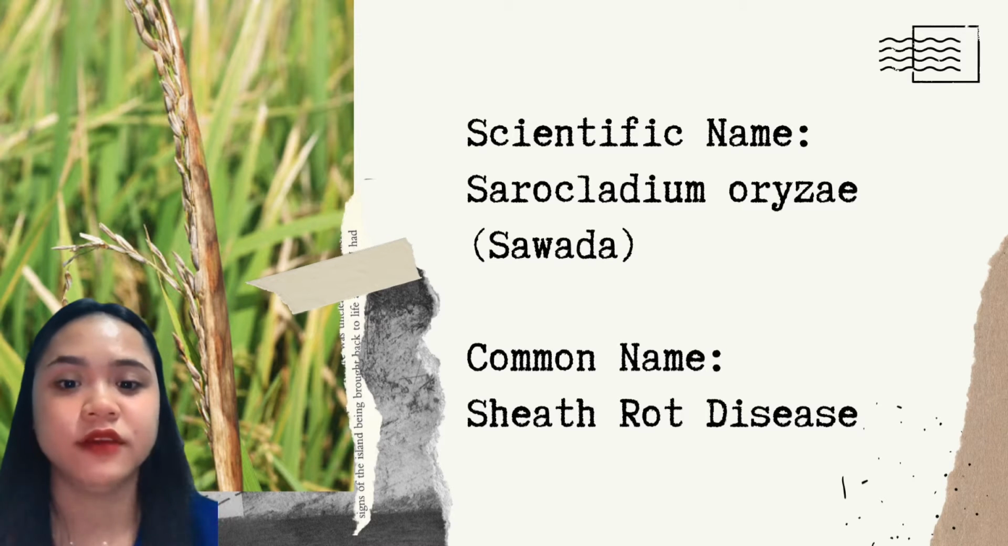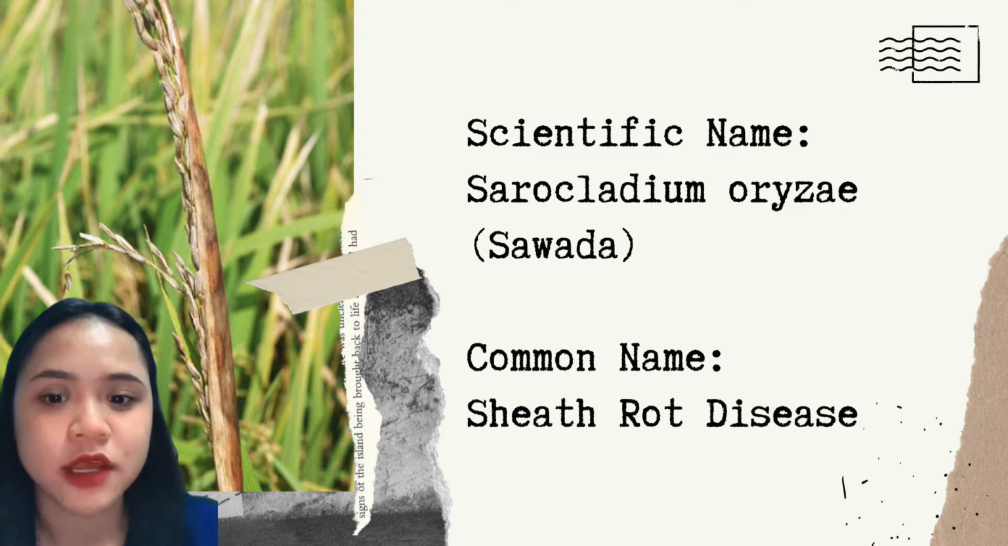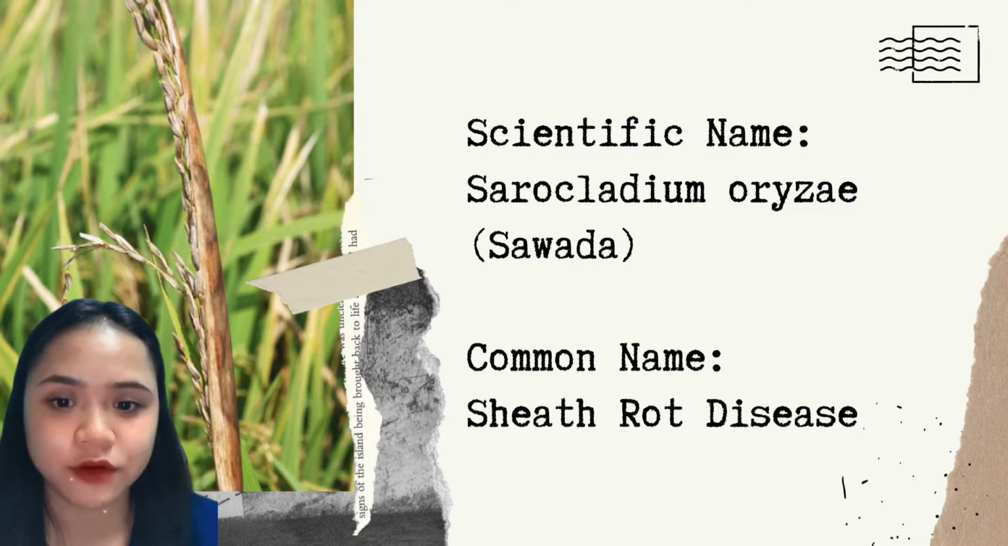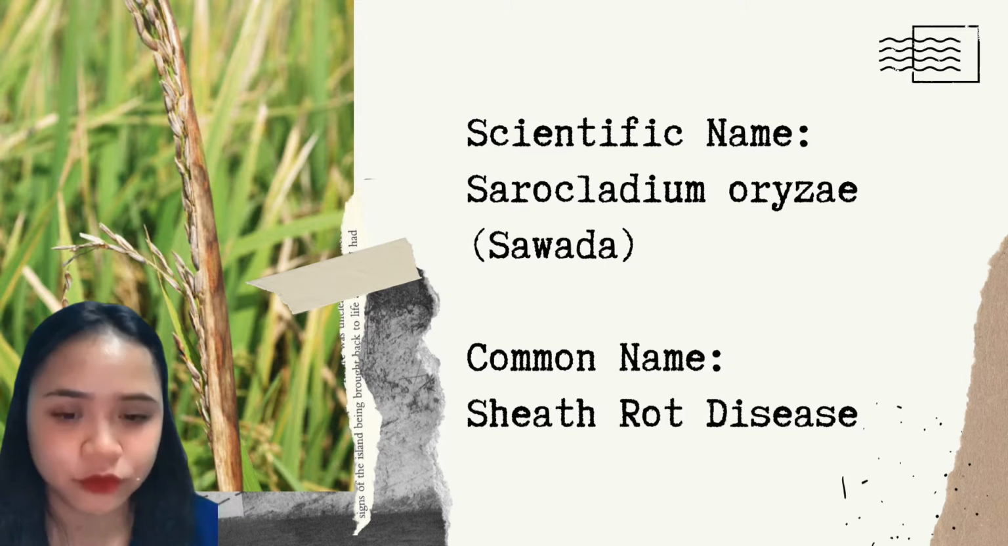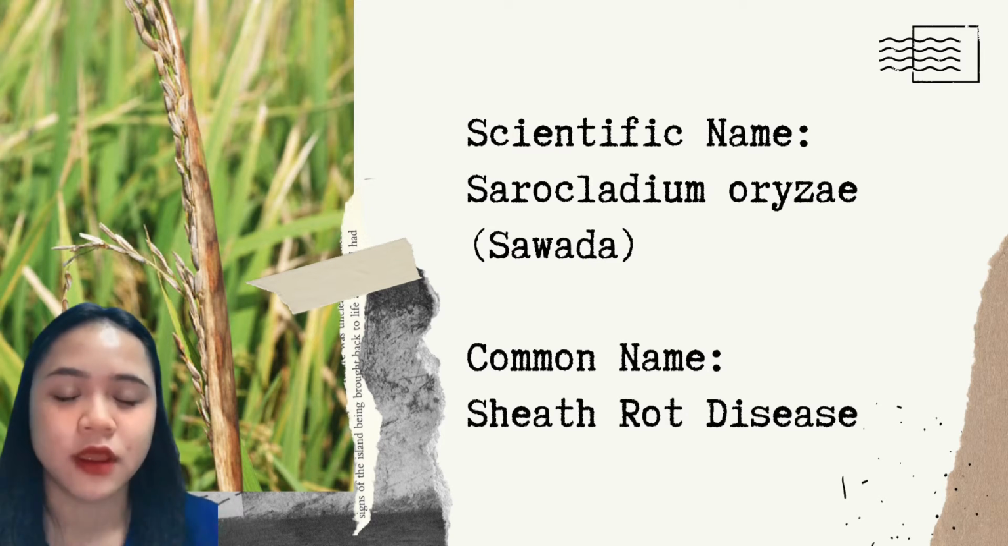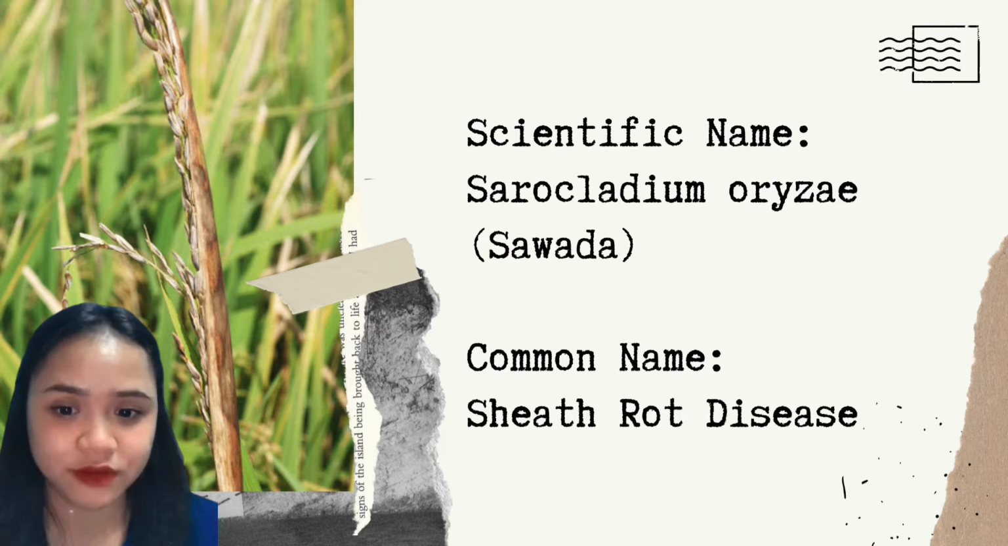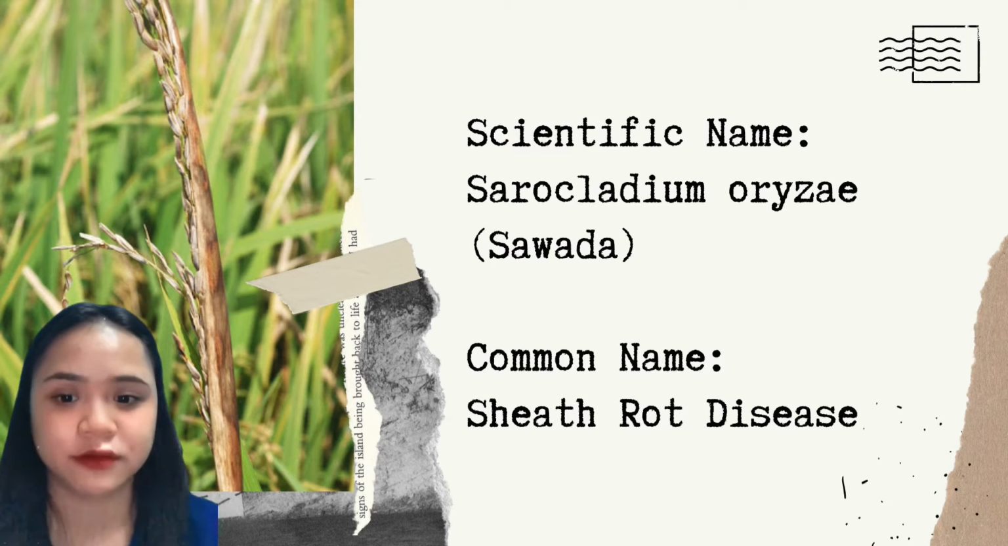Next is the scientific name of the disease, which is known as Sarocladium oryzae or Sawada. However, there are also some similar scientific names of this disease, such as Acrocylindrium oryzae Sawada 1920 and also Sarocladium attenuatum by W. Gams and D. Hawksworth 1976. Meanwhile, the common name of this disease is Sheath Rot Disease.